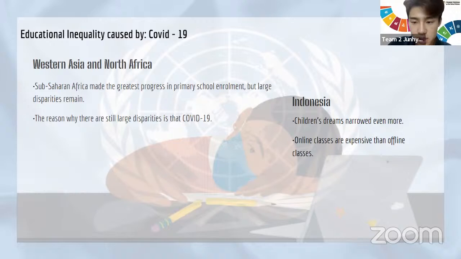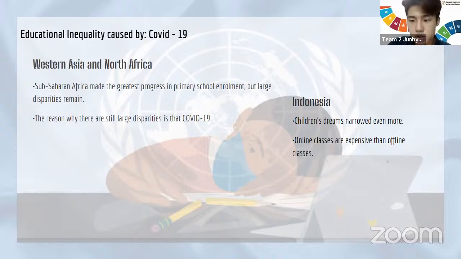Then, in Indonesia, due to COVID-19, many schools were closed for almost 2 years because of the wealth gap. While rich people were able to let their children take online classes, others who couldn't afford online classes could not send their children to school.